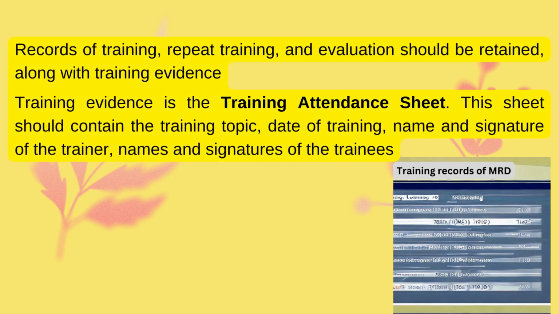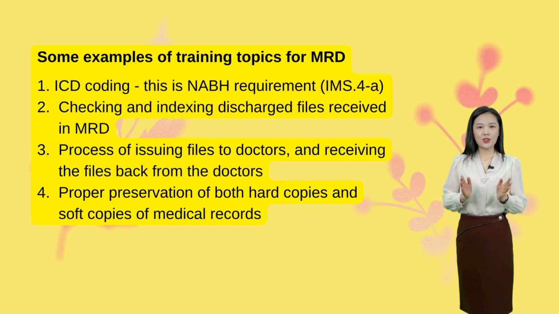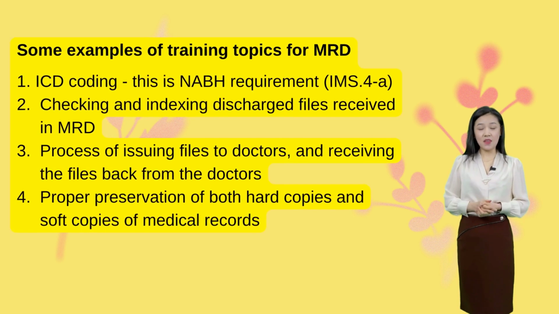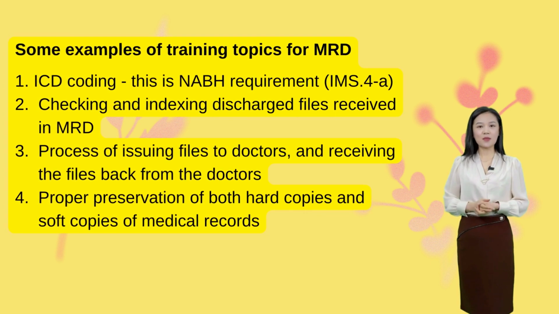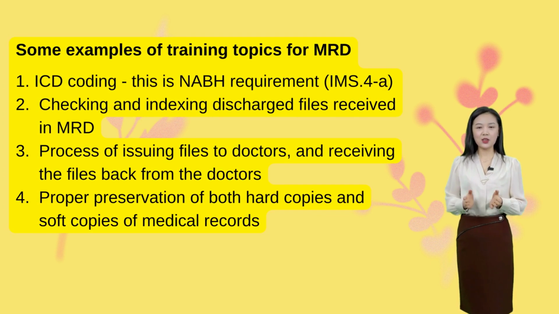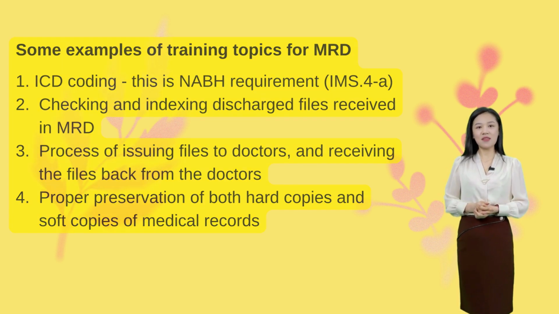Training evidence is the training attendance sheet. This sheet should contain the training topic, date of training, name and signature of the trainer, names and signatures of the trainees. Some examples of training topics for MRD: 1. ICD coding, this is NABH requirement. 2. Checking and indexing discharged files received in MRD. 3. Process of issuing files to doctors and receiving the files back from the doctors. 4. Proper preservation of both hard copies and soft copies of medical records.